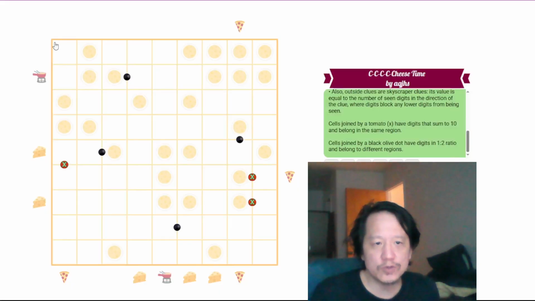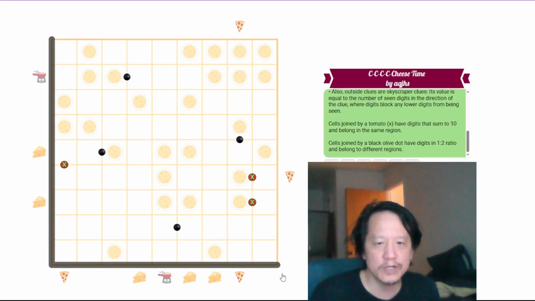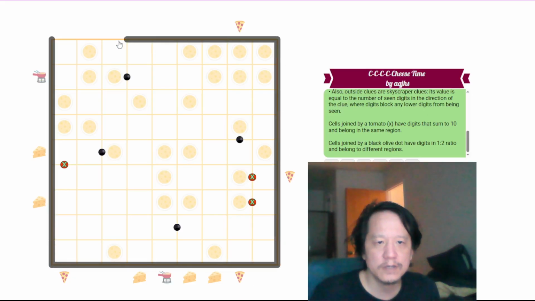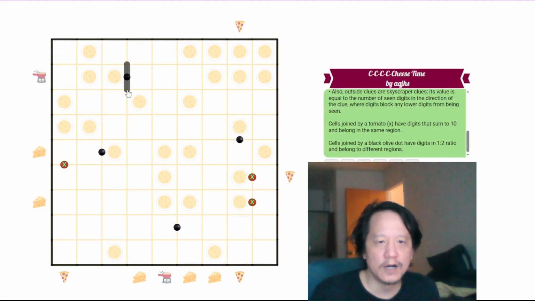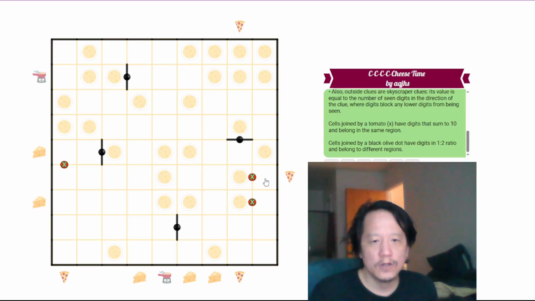Okay, let's draw a boundary around the entire grid. Let's draw boundaries between all the black olive crop key dots. These have to be, so the pizza slice has to be at least 2 because these are in the same region.